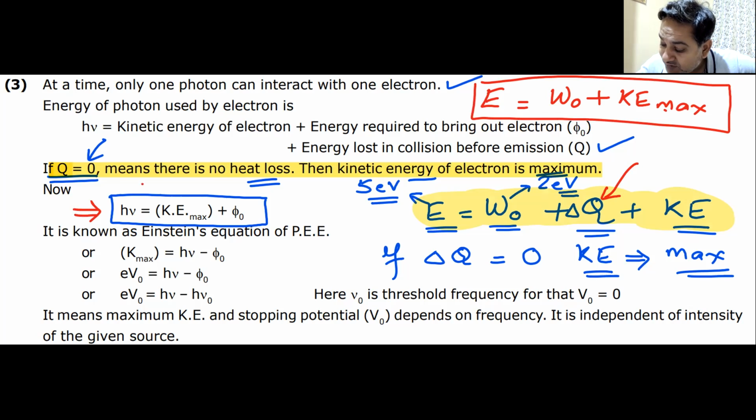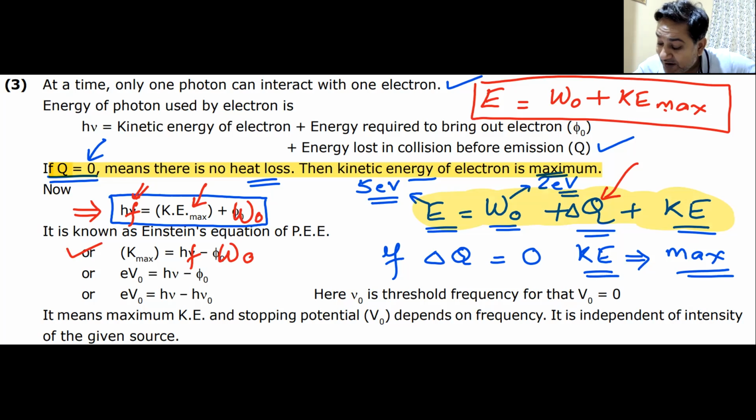You understand what is this H into F? Energy. Energy of the photon. This is the kinetic energy of the electron, the maximum kinetic energy. Do we understand this? Yes, sir. And this is the work function W naught. So I can now write maximum kinetic energy as H into F minus work function. Do we understand this? Yes, sir.